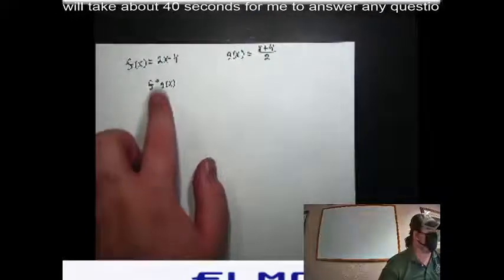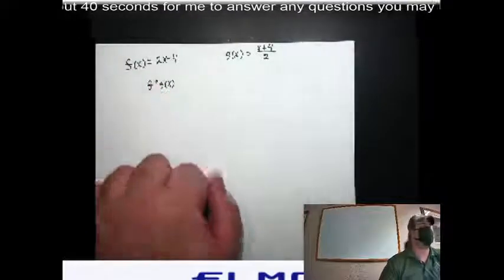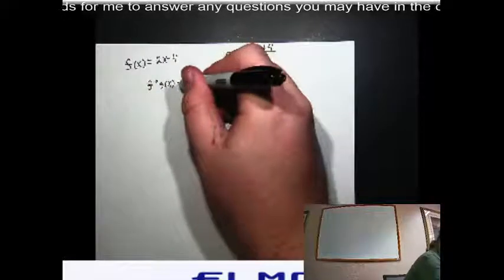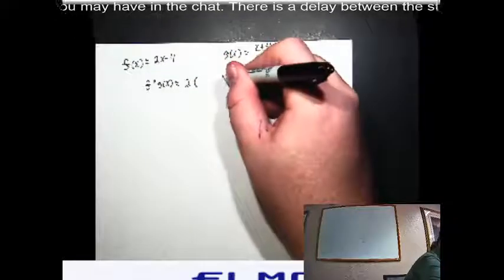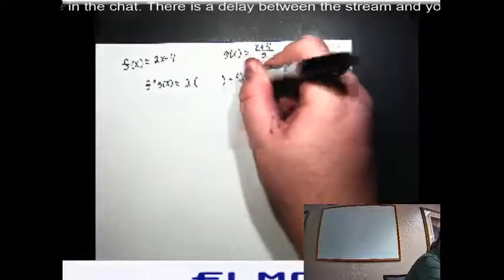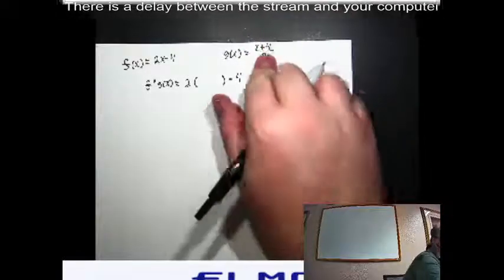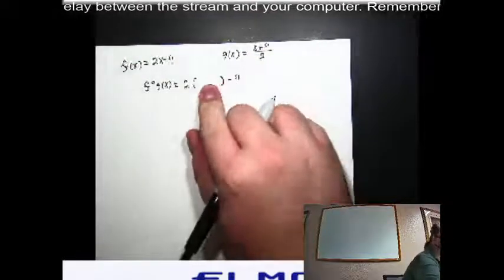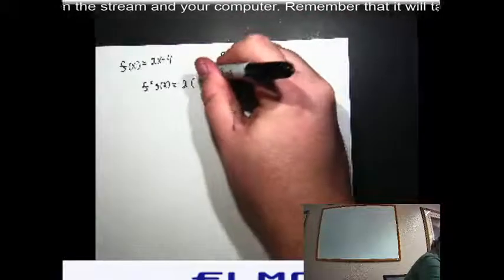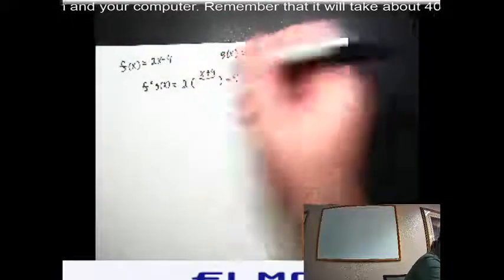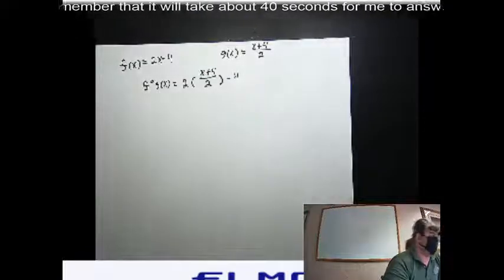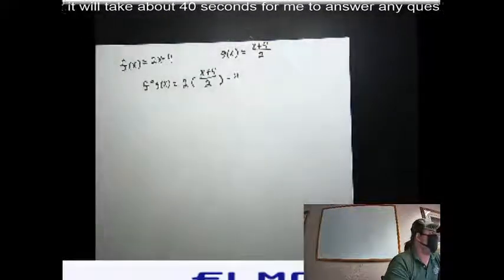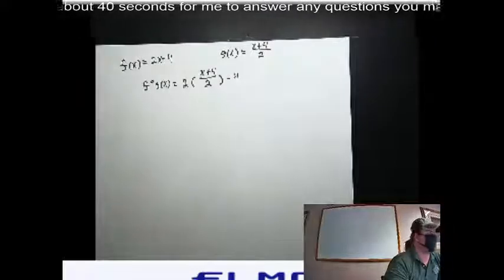So you might see this somewhere. I'm just showing you so you know what it looks like. Okay, so we have f, which is 2x minus 4. And we're going to plug g in here for x. Right? Any questions so far? Still making sense? Good.